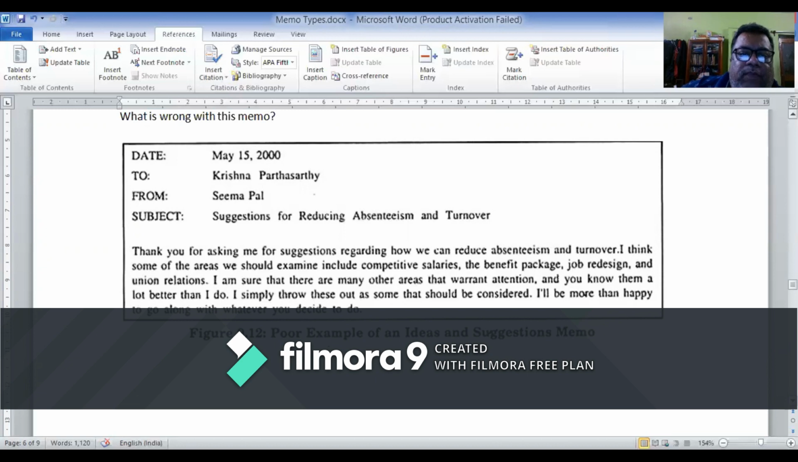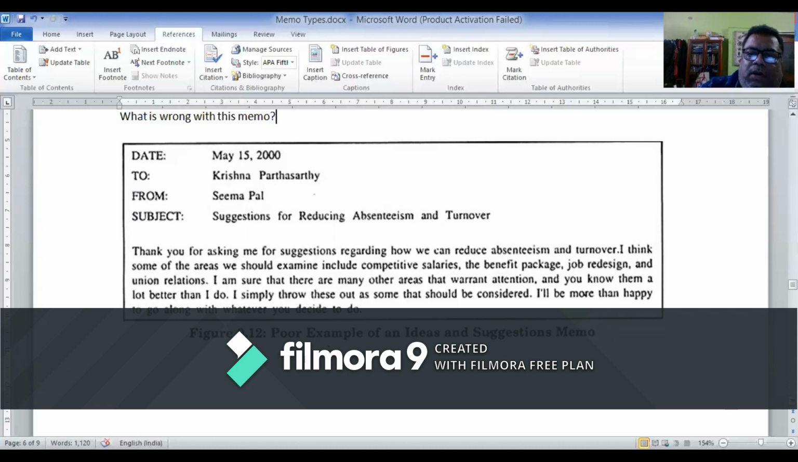I think some of the areas we would examine include competitive salaries, benefit package, job redesign, and union relations. I am unsure that there are many other areas that warrant attention, and you know them a lot better than I do. I simply throw these out as some that should be considered. I'll be more than happy to go along with whatever you decide to.